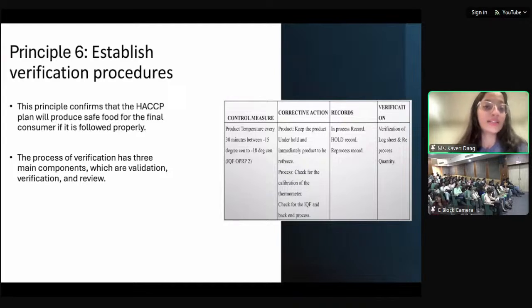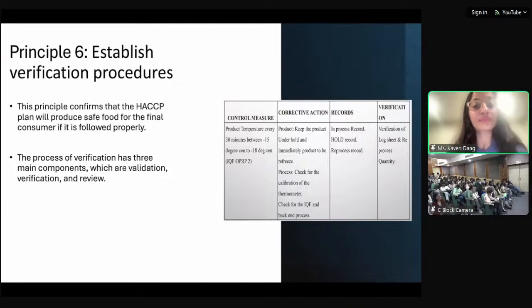Next principle is establish verification procedures. This principle confirms that the HACCP plan will produce safe food for the final consumer if it is followed properly. The process of verification has three main components, which are validation, verification, and review.